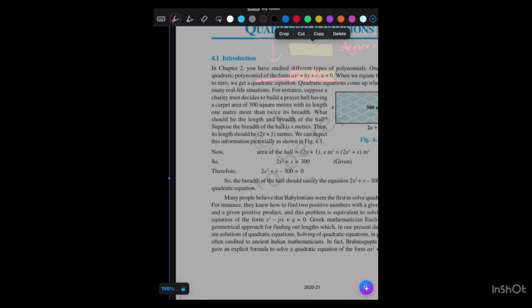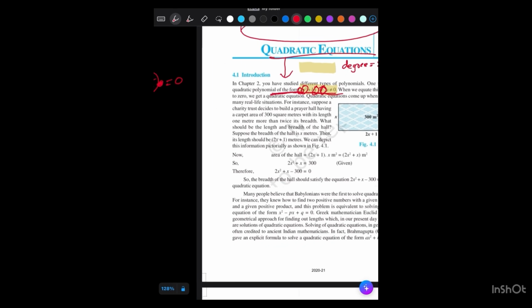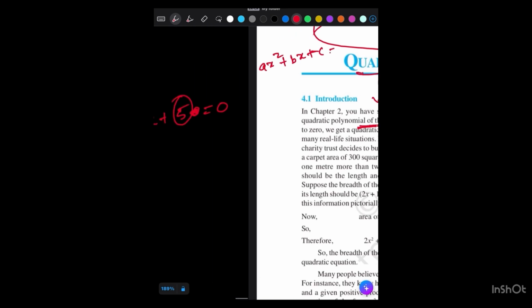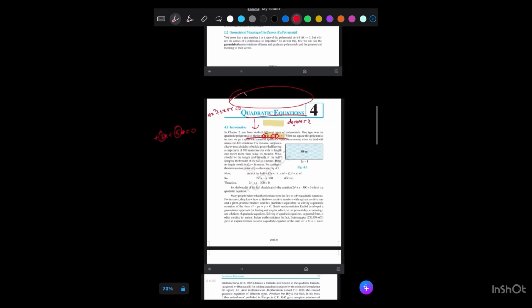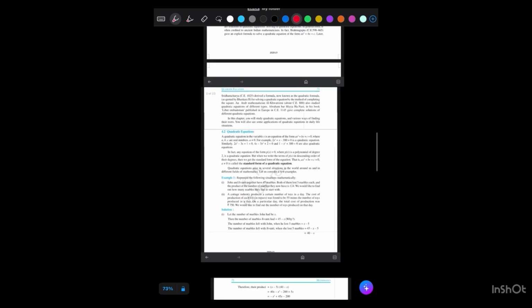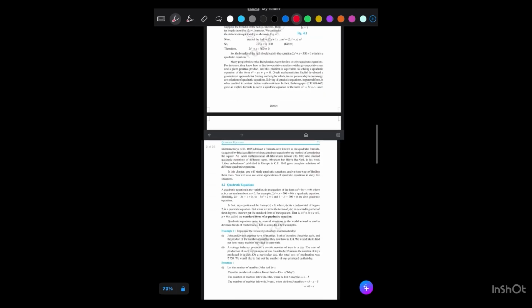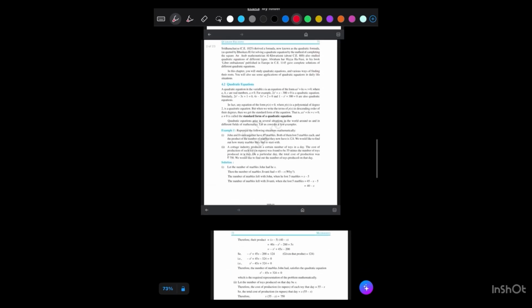So whenever we are studying quadratic equations, you need to remember this: ax squared plus bx plus c is equal to 0. This is a basic thing. There are a lot of real-life applications they have given, but we don't have much time here, so let's dive into the equation straight away.